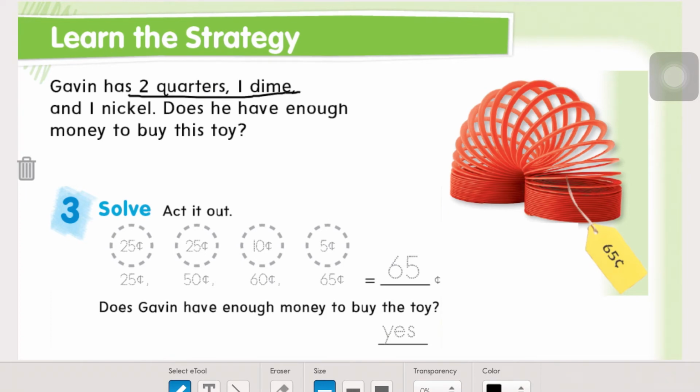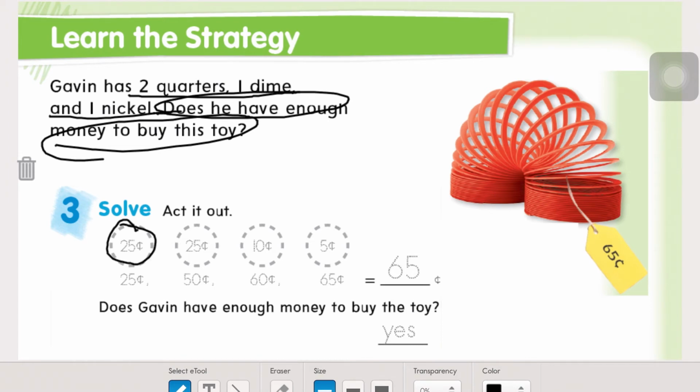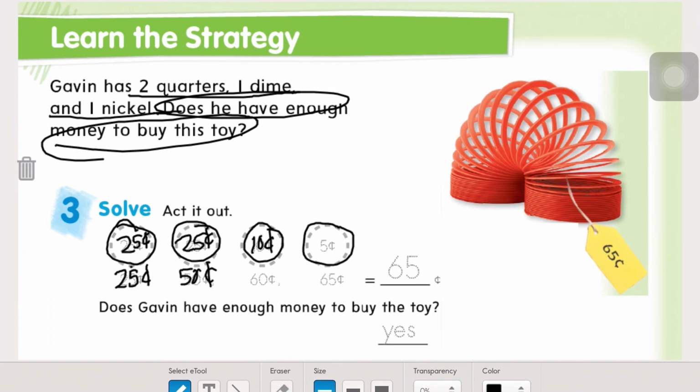Again, we have 2 quarters, 1 dime, 1 nickel, and we want to know if he has enough money to buy the toy. So 2 quarters, we're going to act it out by drawing it. 25, 25, or if you have play money, you could use that too. Pretend like you are trying to buy this toy. We have 1 dime and 1 nickel.